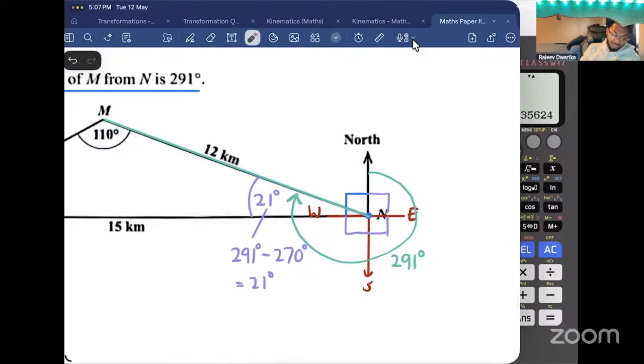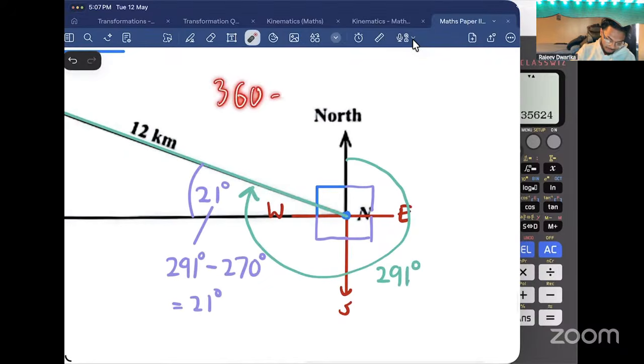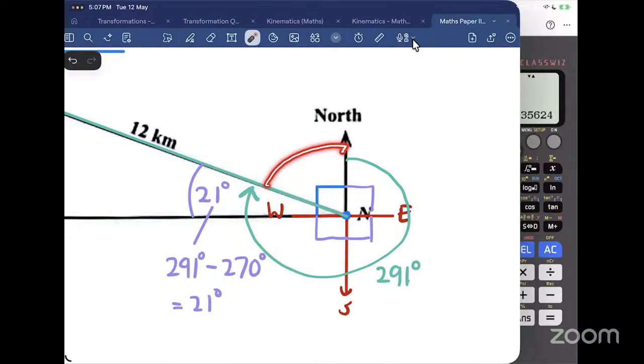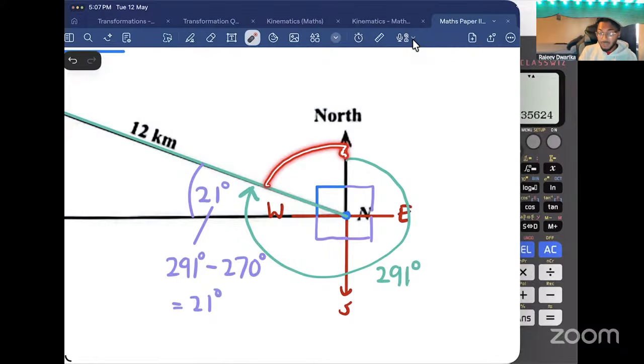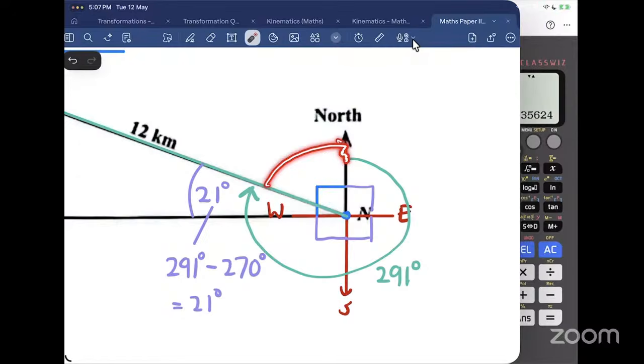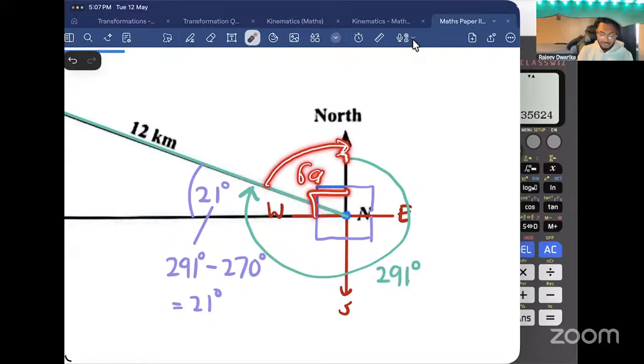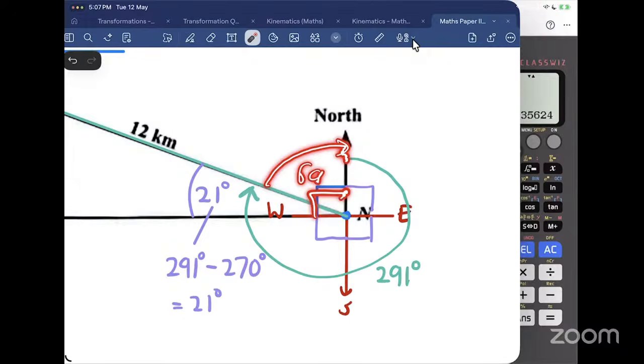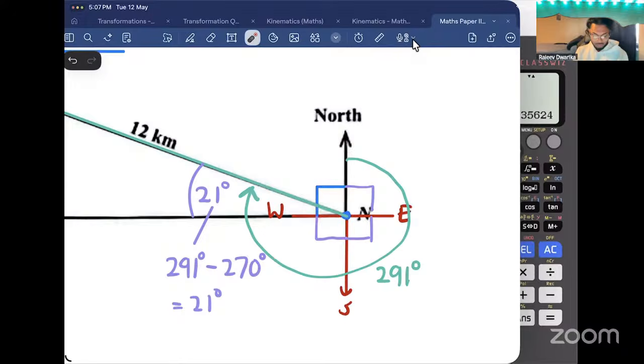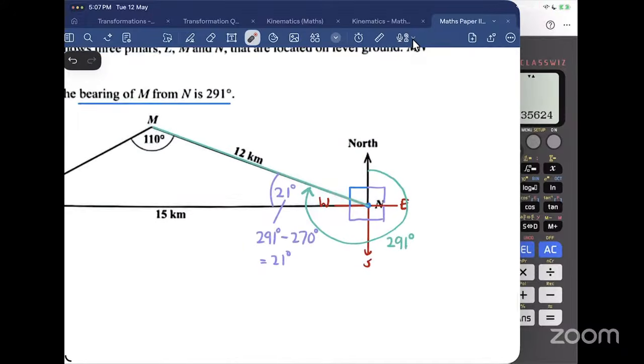A lot of people say 360 minus 291 here. That's wrong. If you do that, you're really finding this angle, right? If you say 360 minus 291, what would you get? 69. And this whole thing is 90, so we could say 90 minus 69, and you get the same answer.